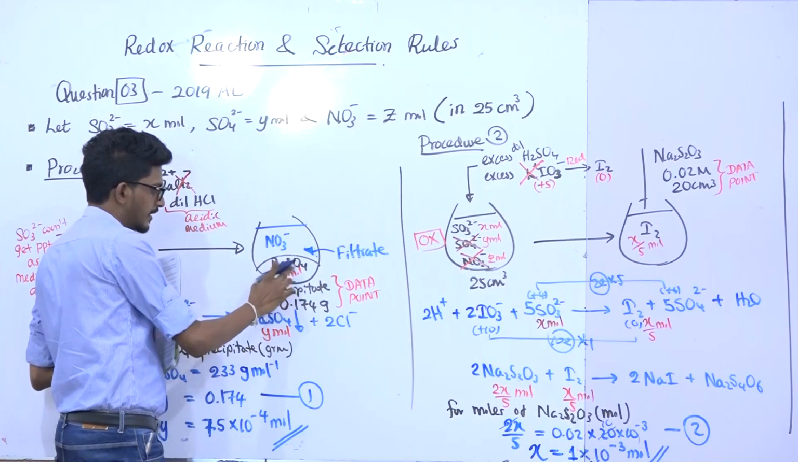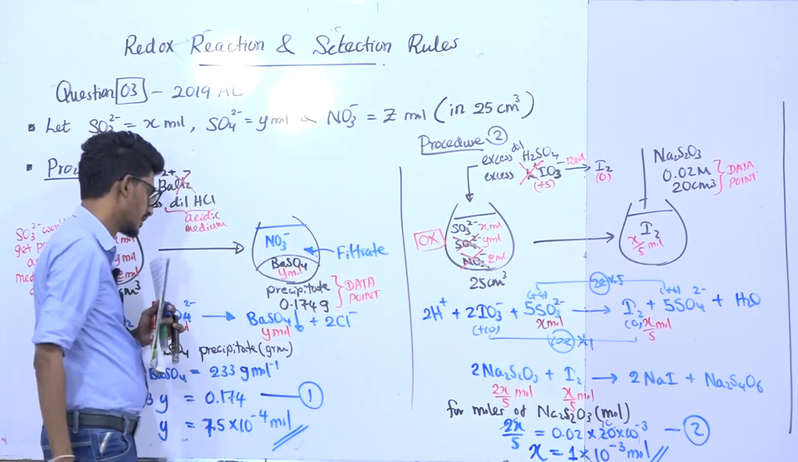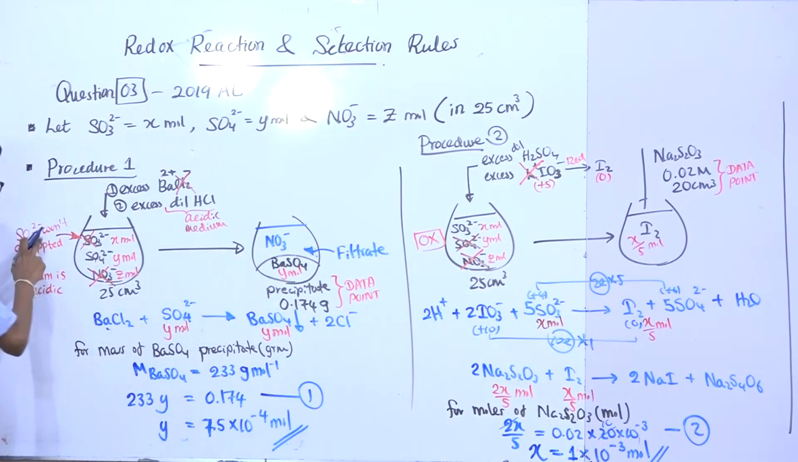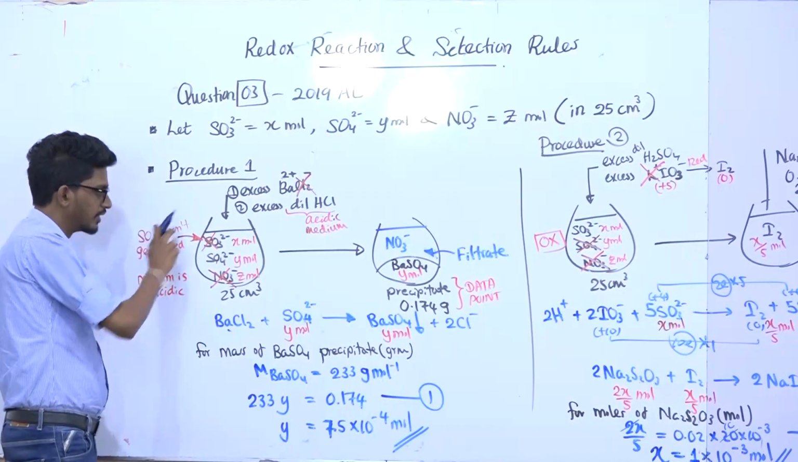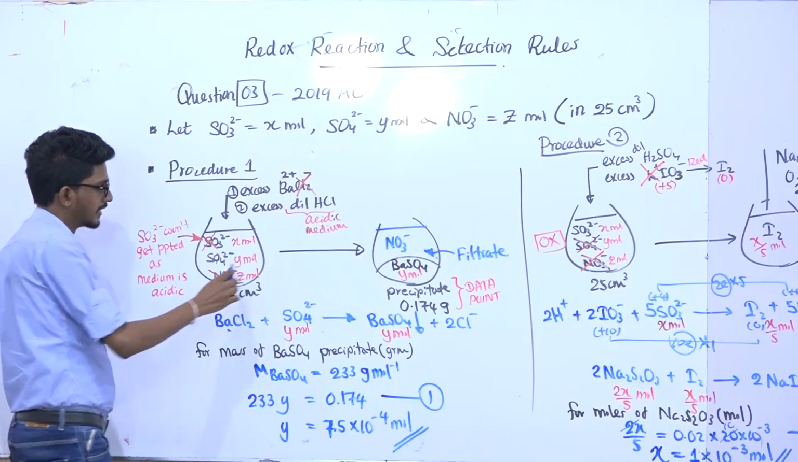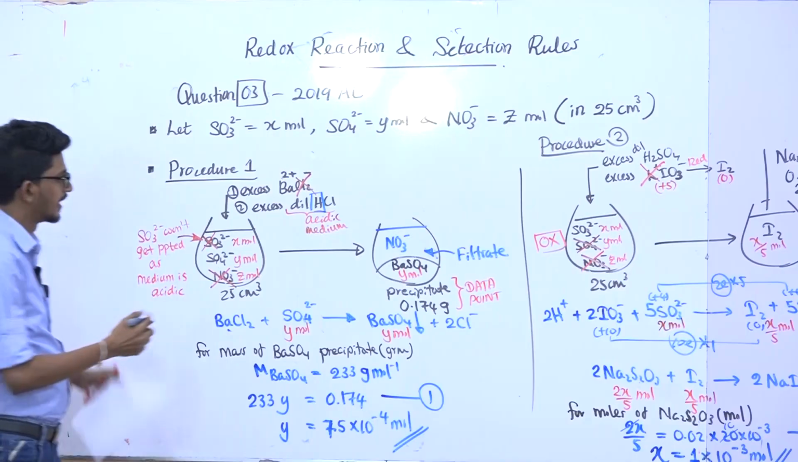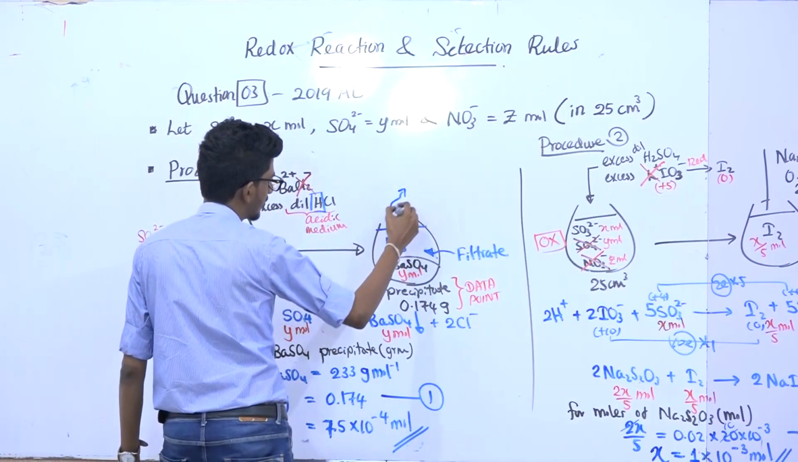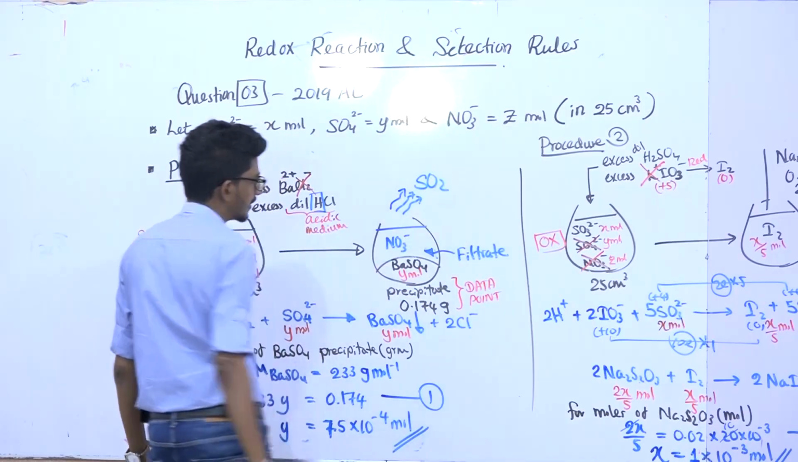Because SO4 2 minus ions have been precipitated like this, and what happened to the SO3 2 minus? Actually, SO3 2 minus is released as SO2. Right? SO3 2 minus, when you add some H pluses like this, right? The SO2 will be released. That is what they have said, that gas is released.